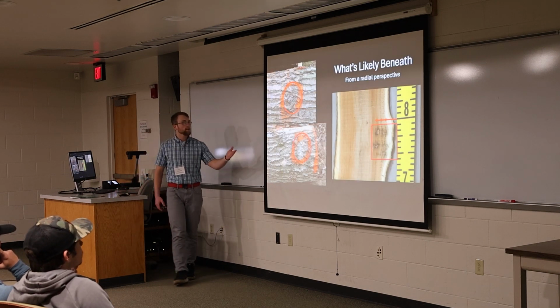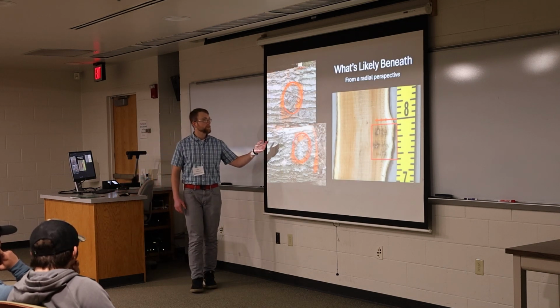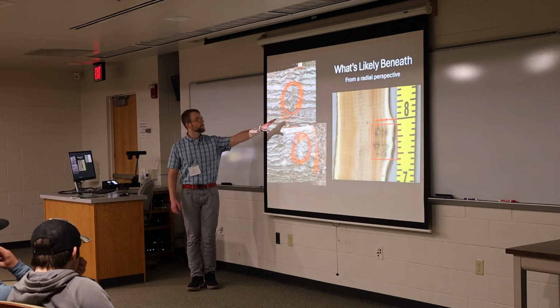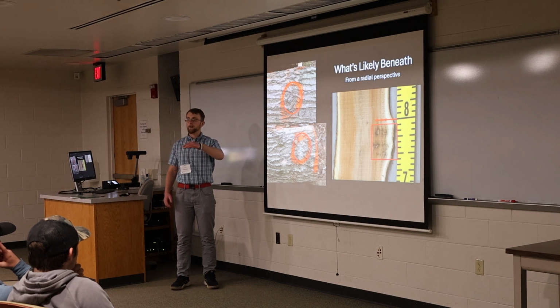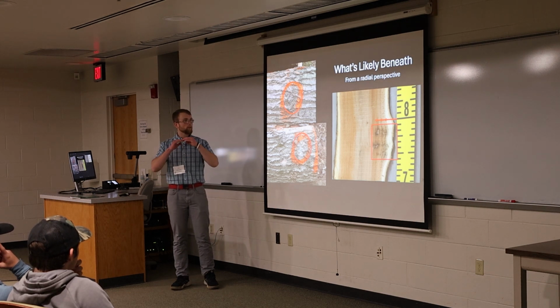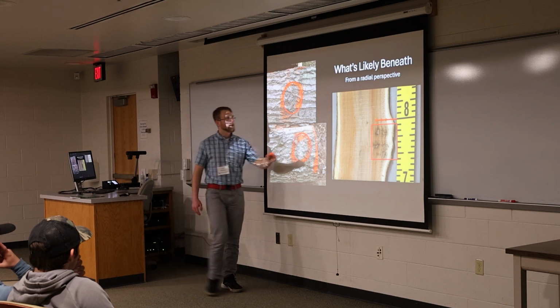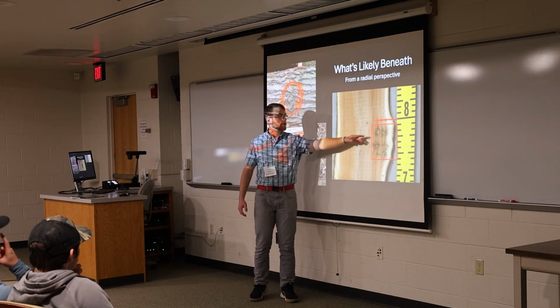So this is what's likely beneath those overgrown epicormic sprouts from a side view. If you were to take these epicormic sprouts and put them at the top of the log, and mill it at 1-inch increments to try and get some lumber out of it, this is likely what you would see from a side view.